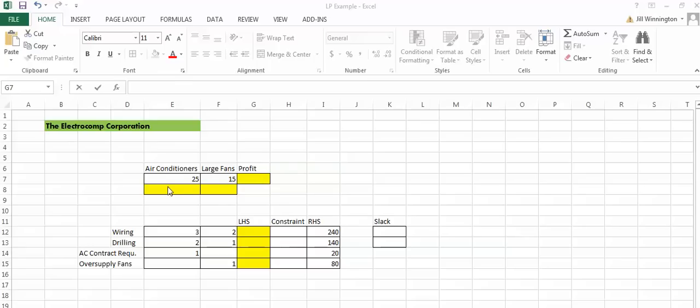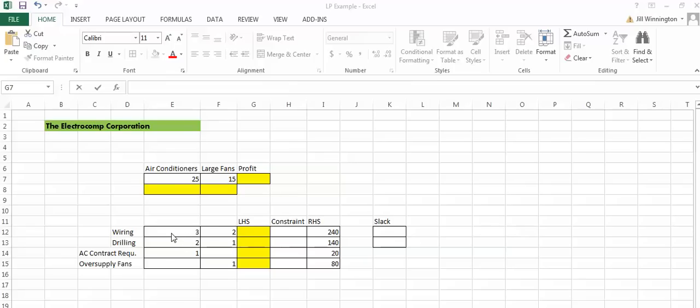Okay, so these yellow cells are referencing the quantity that we want to produce of large fans and the quantity of air conditioners. And when we do that, for each air conditioner, we have a profit of $25, and each fan, we have a profit of $15. And then down here, I have my constraints.